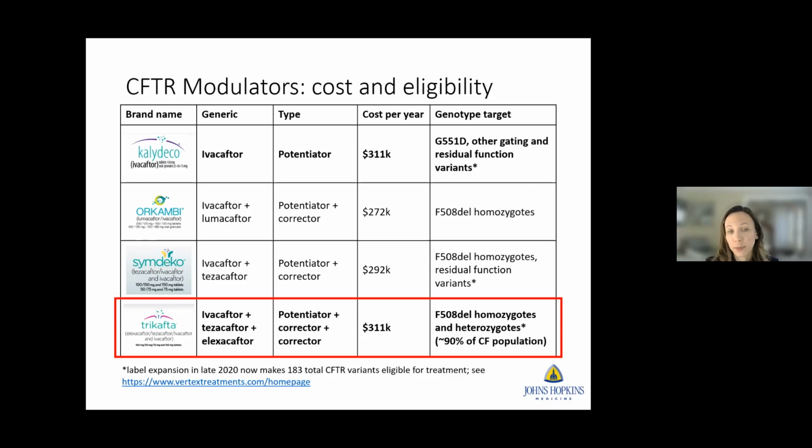There was a label expansion for several of these drugs in late 2020. So there are now 183 different CFTR variants that are eligible for treatment. And Vertex is the company that makes these drugs. They actually have a very nice treatment finder website where you can go on, put in your variant or variants and age of your patient, and it will tell you what drugs are eligible based on FDA approvals in the US.